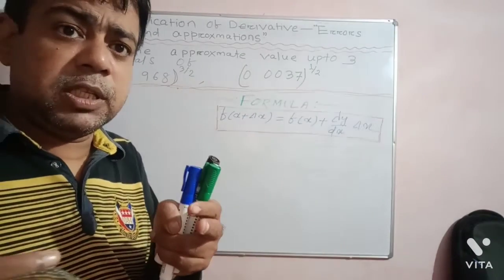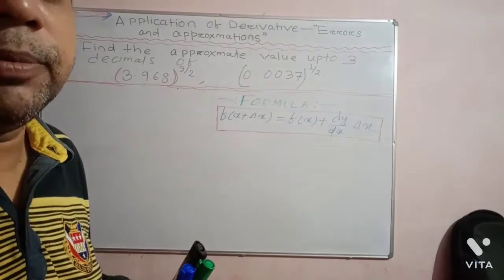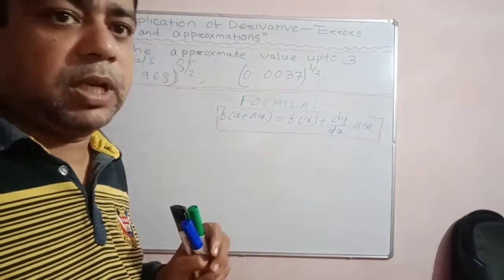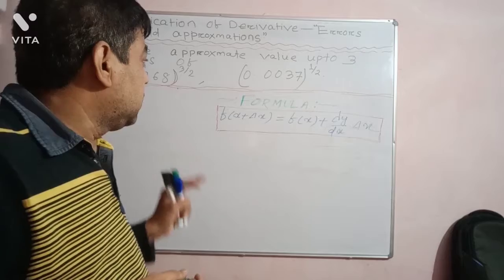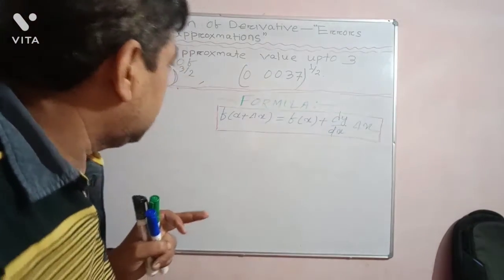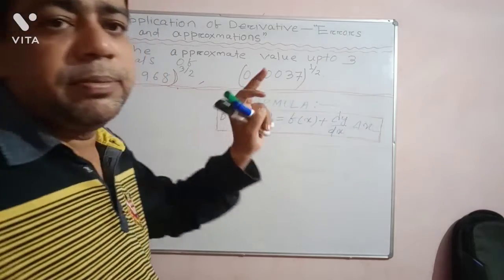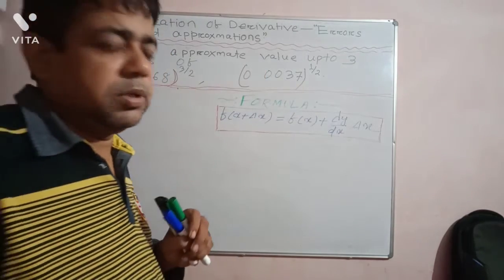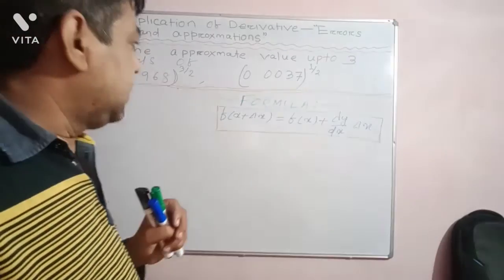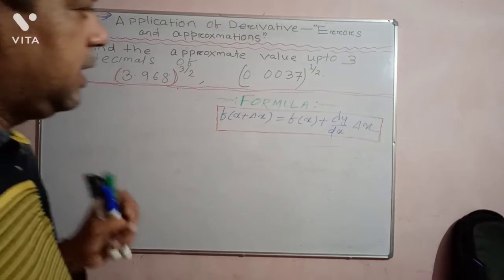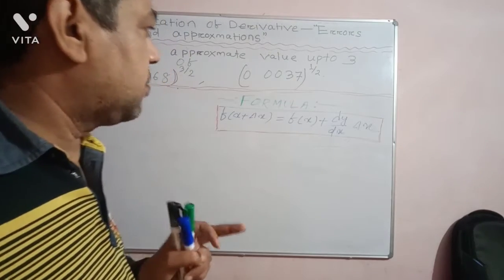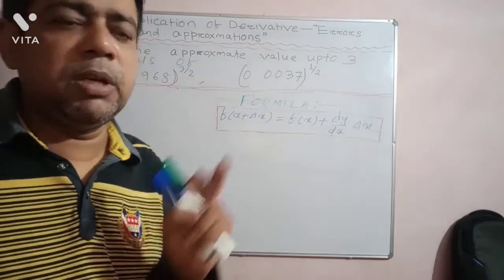The importance of derivative is very useful in our day-to-day life, in our simplification, in our algebra, in mathematics; it plays a vital role. Here we can evaluate using the formula in front of you, which was already discussed in the previous class. Using this formula we can simplify such numbers. Here is the formula. Once again, let me repeat: f of x plus del x is equal to f of x plus dy by dx into del x. If you remember this formula, you can find the value.